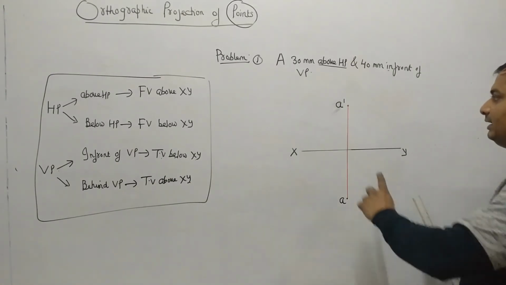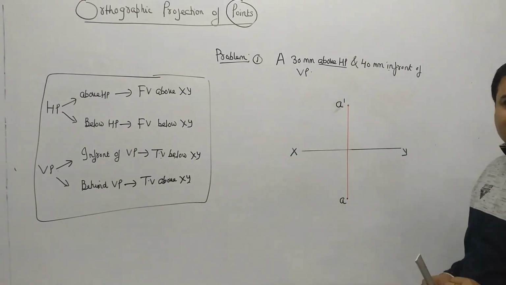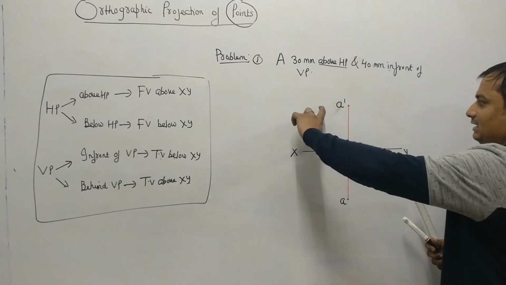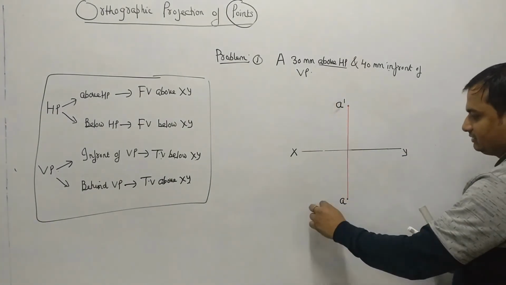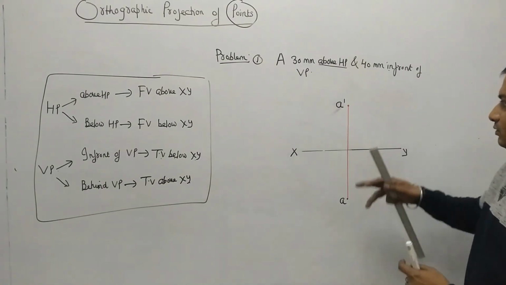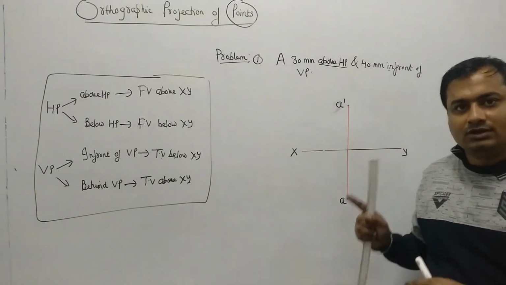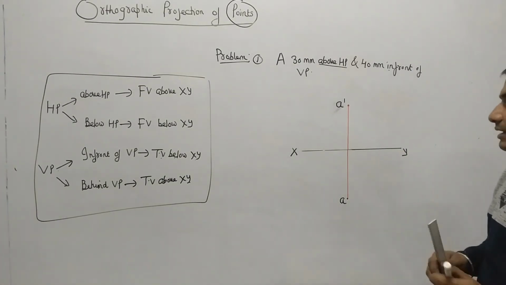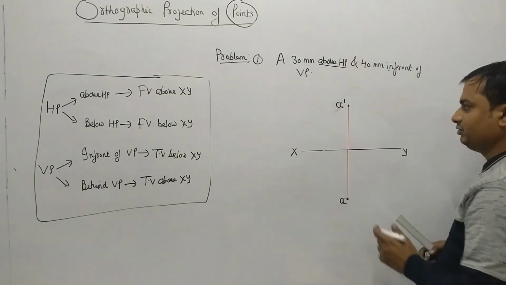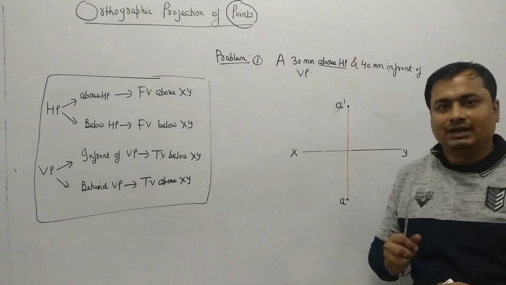This is the solution of the problem. This A dash is 30 mm above HP and A is 40 mm in front of VP. Also you can do the dimensioning by representing the extension line, then dimension line, then arrowhead. Now this red color line is indicating the projector. So this should be very light and thin, and this point, the projection of the point, should be highlighted along with the name. So this is the first column.